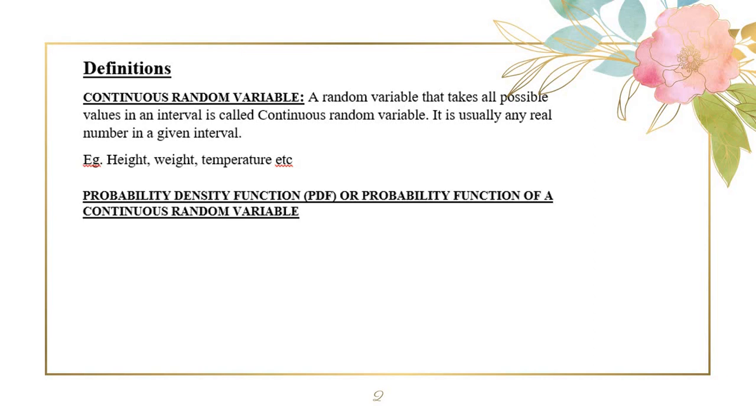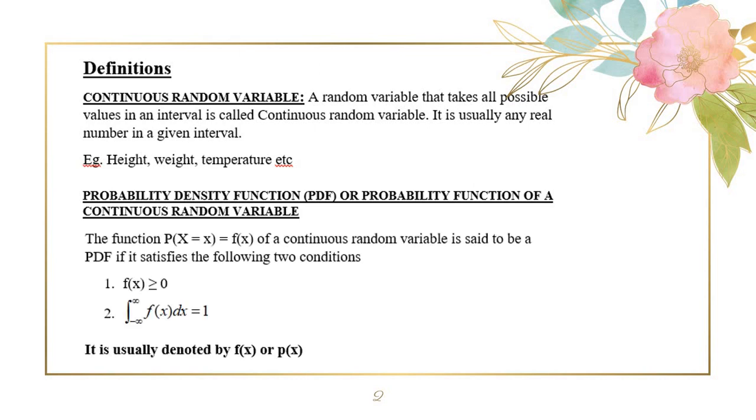The probability density function of a continuous random variable is a function f of x which satisfies these two conditions, that is f of x must be positive. The second condition is integral of minus infinity to infinity f of x dx equal to 1. The second condition implies that the area under the curve f of x within this interval must be 1. It is usually denoted by f of x or p of x.